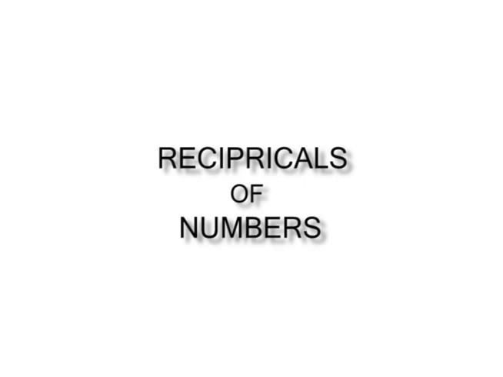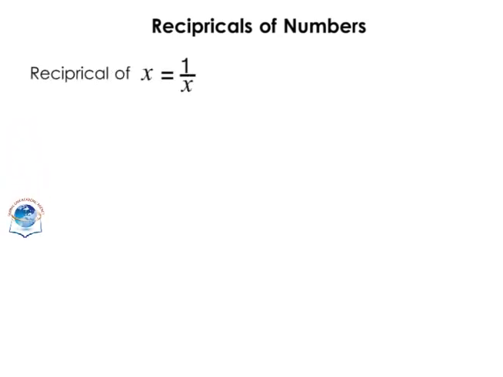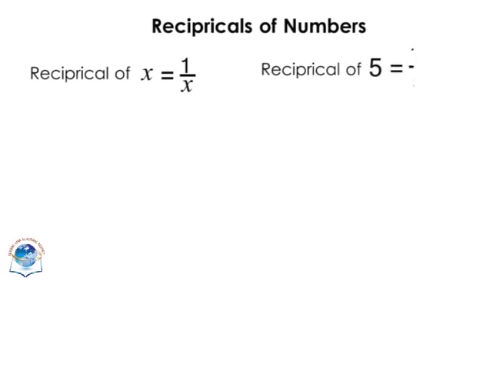Next chapter, reciprocals of numbers. Reciprocal is a term we have come across and even used on several occasions, but we haven't really given it much thought. So, what is reciprocal? The reciprocal of a number is simply 1 over that number. That is, the reciprocal of x is 1 over x. Reciprocal of 5 is 1 over 5.